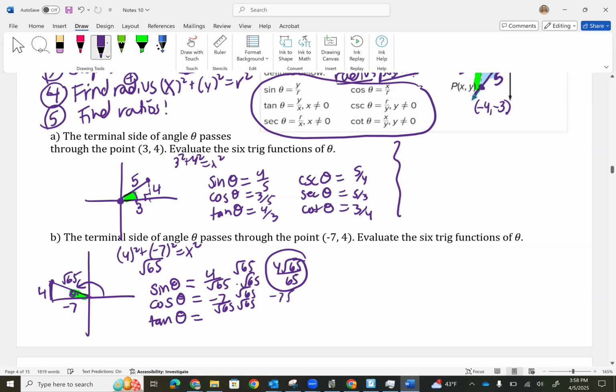You get negative 7 root 65 over 65. And then you're going to get tangent, which is going to be 4 over negative 7. I don't care if you put the negative on top, middle, or bottom, but some of your ratios are going to be positive and some will be negative.